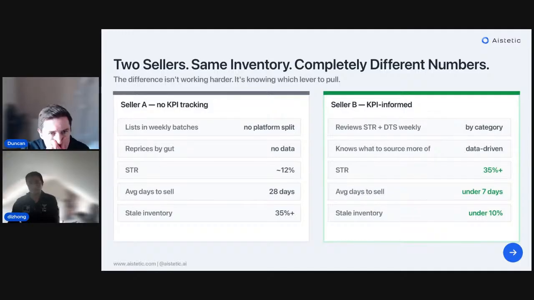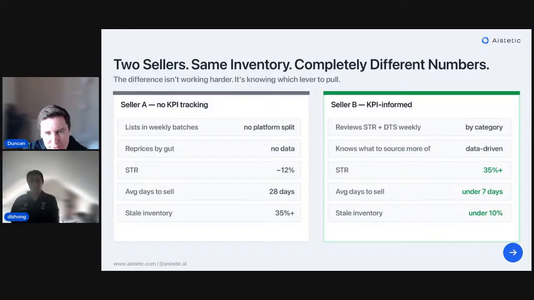And the implication of this is you can have two very different situations, right? You've got two sellers, same inventory, completely different numbers. Seller A, no KPI tracking, you've got a sell-through rate of 10, 12%. You've got average days to sell, which is close to 30 days, and stale inventory.